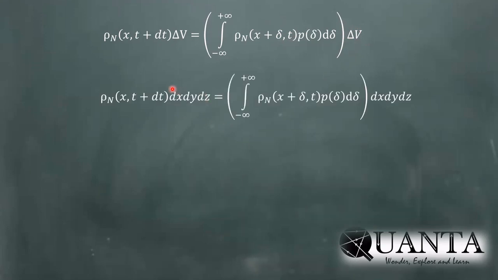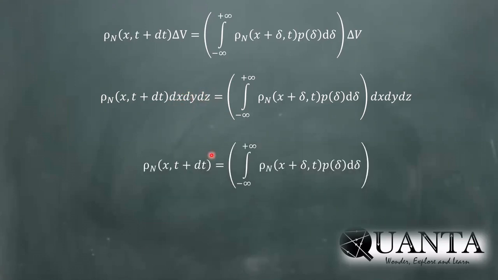We can expand the dV into its infinitesimal elements, dx, dy, dz, along the coordinate axis. But anyway, the volume elements will cancel out on both sides. What we have now is the number density as a function of time given in terms of the probability density and summation over all displacements. The savior here would be using a Taylor series expansion.